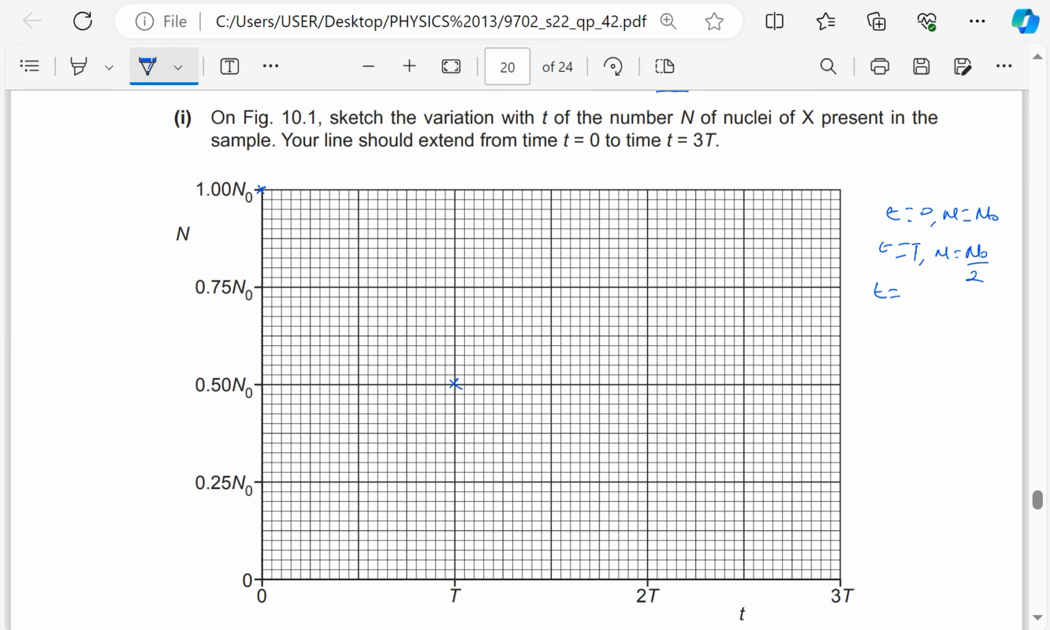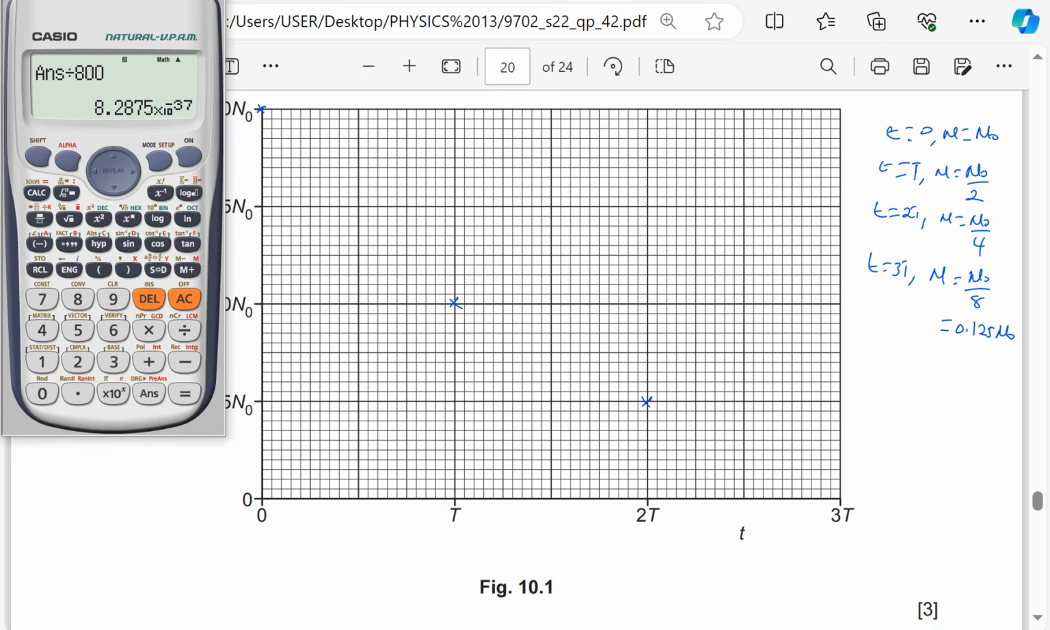Then at t equals, let's say, twice the half-life, N will be N naught divided by 2 again, so it becomes N naught over 2 divided by 2, which is N naught over 4. So this is 0.25 N naught. Then we can check at t equals 3 half-lives. N will be N naught over 4 divided by 2 again, which is N naught over 8, which is, I think, 0.125 N naught.